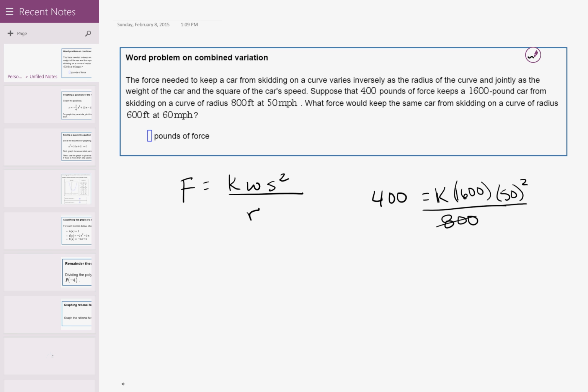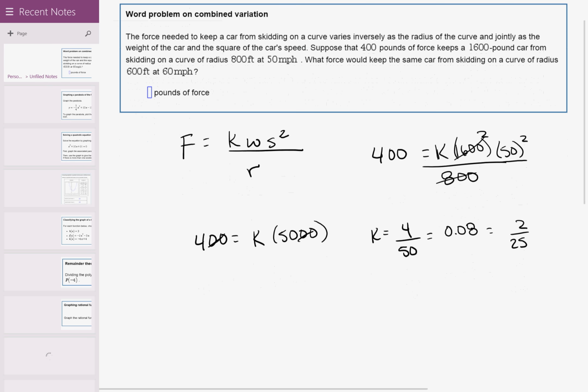Okay, so 800 divided by 1,600 is 2. So 400 is equal to K times 50 squared, which is 2,500, times 2 is 5,000. Okay, two of the zeros will cancel. K is equal to 4 over 50, which is the same thing as 0.08. It's also the same thing as 2 over 25. I'm not sure yet whether I want to deal with fractions or decimals because I don't have my calculator. It's in my office.